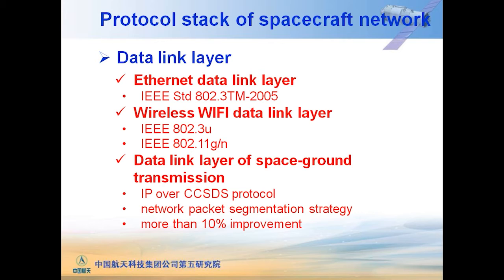The wireless Wi-Fi data link layer adopts a wired network interface meeting the IEEE 802.3 and 802.3u standards, and the radio frequency interface meets the IEEE 802.11 g/n standard.